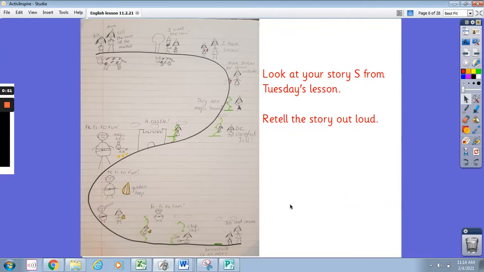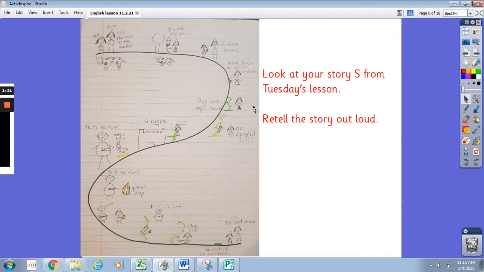So I'm going to retell my story out loud using my story S. At the beginning of my story, there's Jill and Mum. And Jill is my new character instead of Jack. And Mum tells Jill to sell the cow at the market. So Jill takes the cow to the market and finds an old man who wants to buy the cow. But instead of money, he gives her beans, so she runs home with the beans to show her mum. But her mum is not happy at all, and she throws the beans outside.